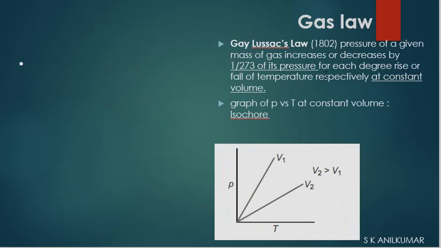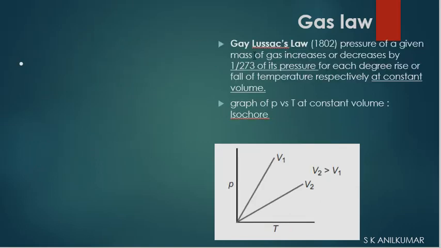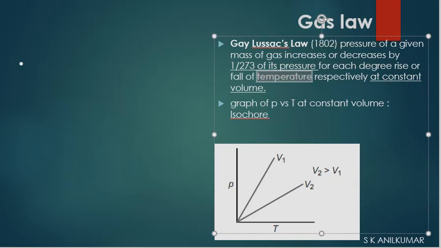Then we have Gay-Lussac. Gay-Lussac said the pressure of a given mass of gas increases or decreases for each degree rise or fall of temperature at constant volume. Charles said change in volume at constant pressure, and Gay-Lussac said that pressure will change for every degree rise or fall in temperature at constant volume.